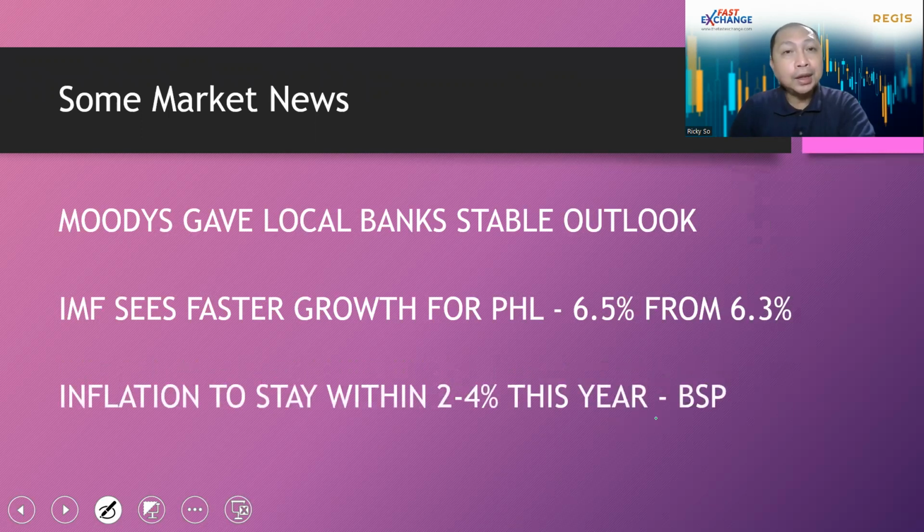However, what we are seeing as one of the party poopers for this year would, of course, be the inflation, wherein right now it has breached the 4% level, but the BSP is still confident that it will be contained within their target range of 2 to 4% towards the end of the year.